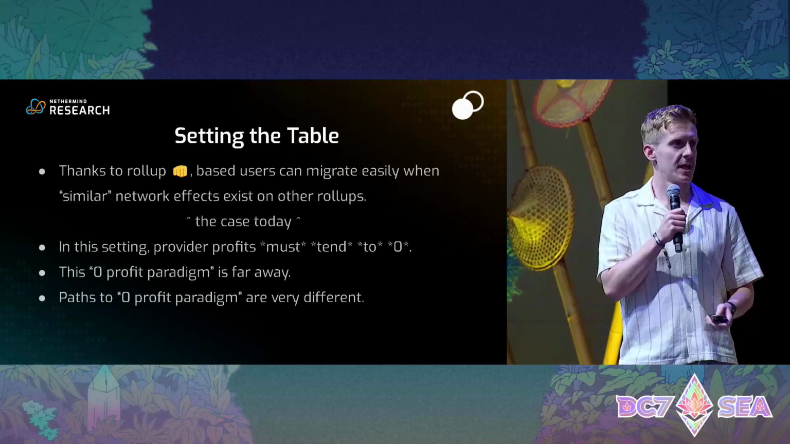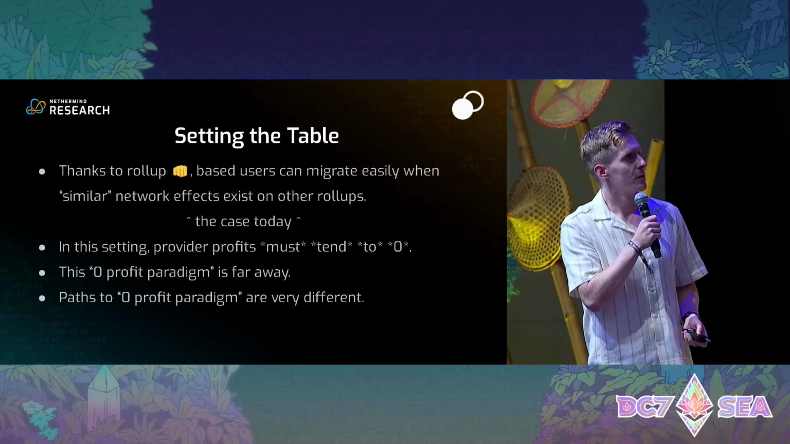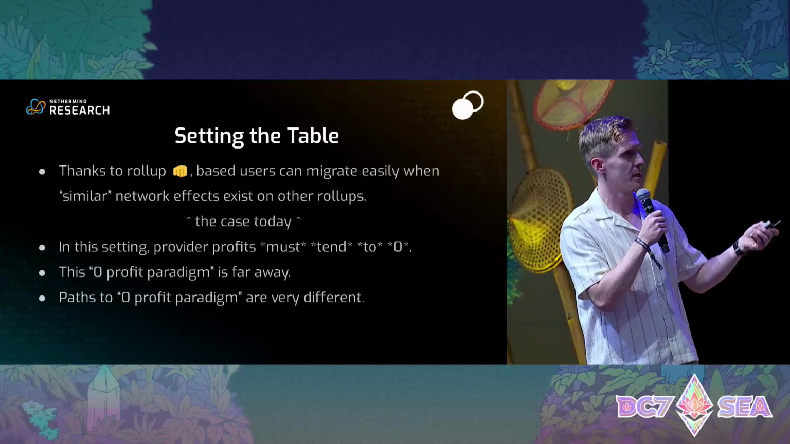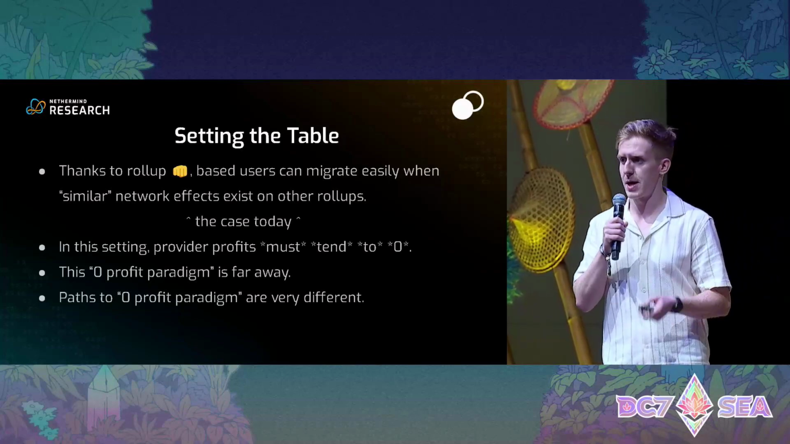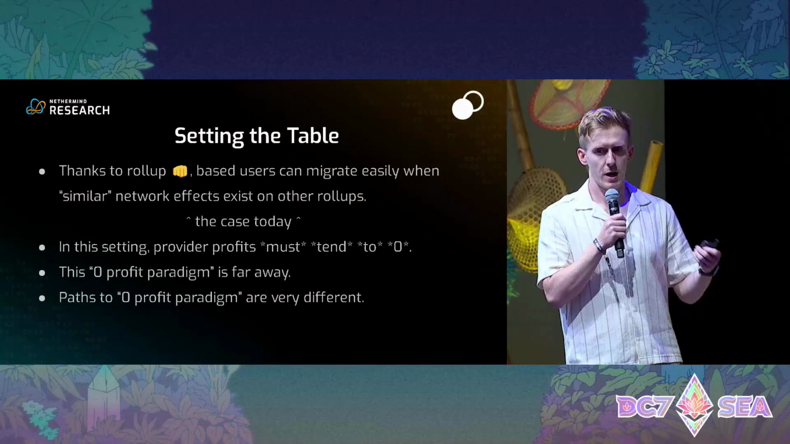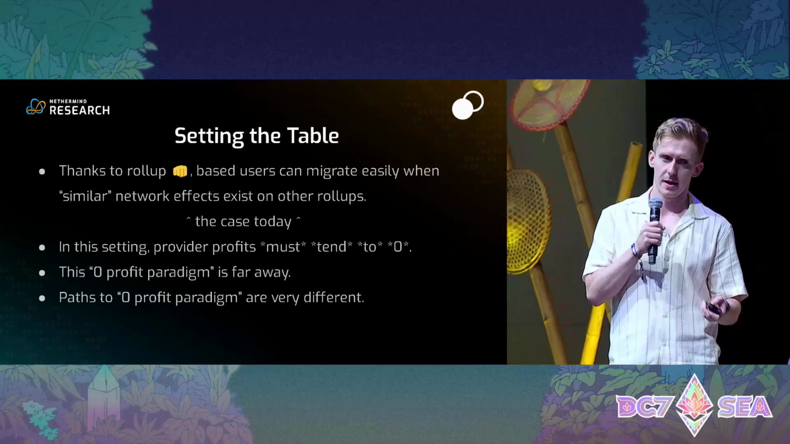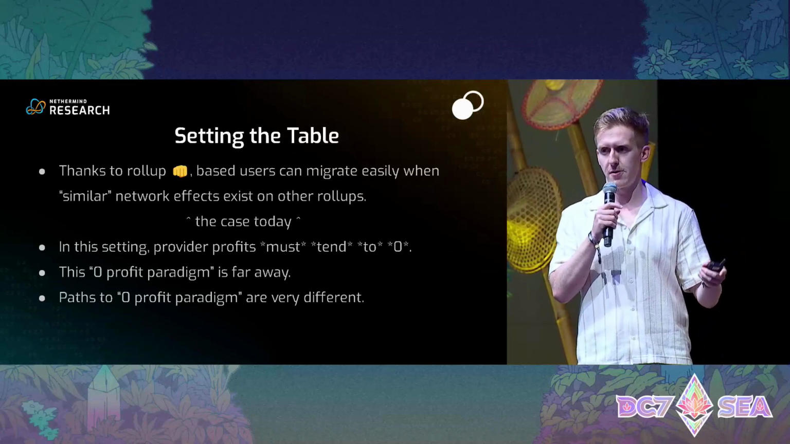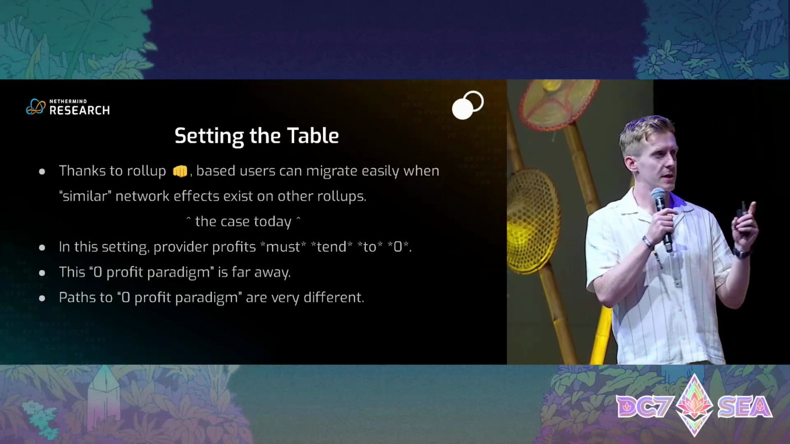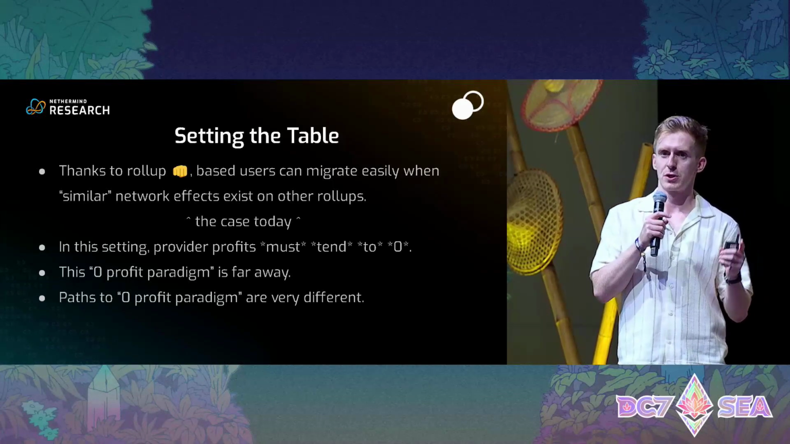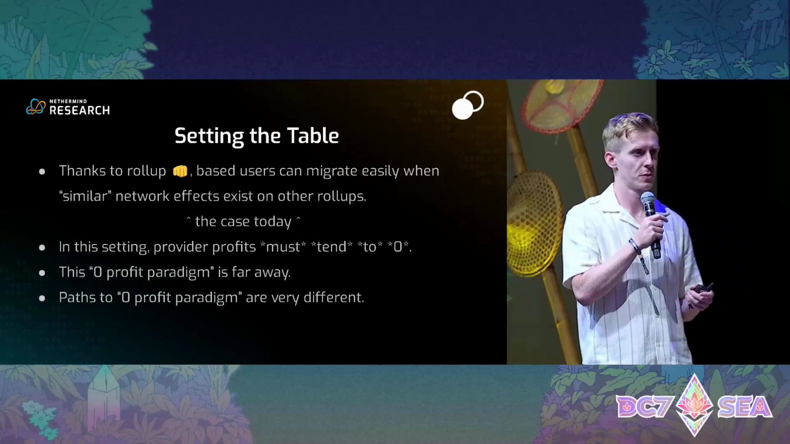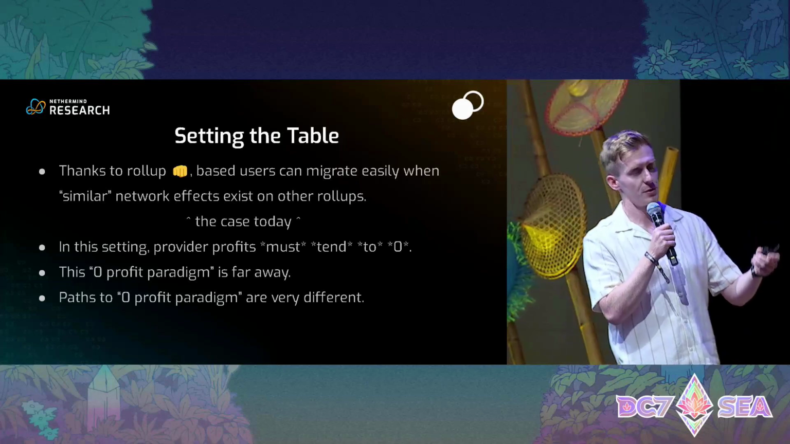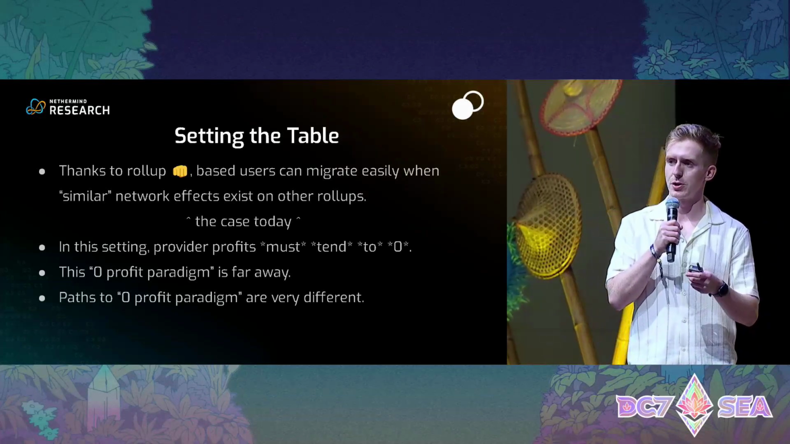So again, setting the table. This is the fourth slide that's setting the table. I was struggling for titles. So thanks to rollup competition, base users can migrate easily between rollups that have similar network effects. Network effects are a key part of why users will stay on a rollup today. But base rollups, by the warm fuzzy feeling that they give us, are very connected with the L1 and other base rollups. So this network effect is potentially strongest or shared between all base rollups. So the individual rollups don't actually have much network effect, so users on base rollups have basically not much switching costs between base rollups.